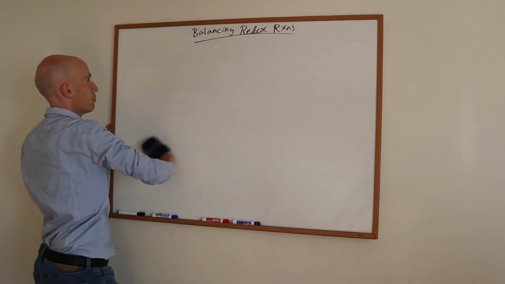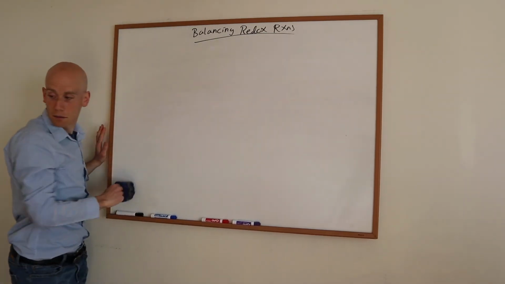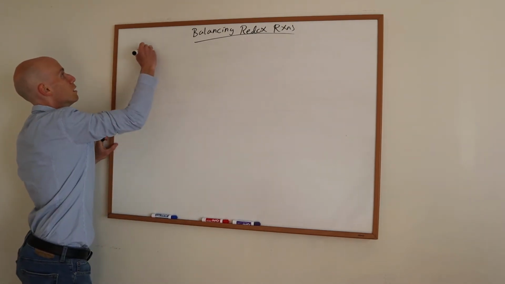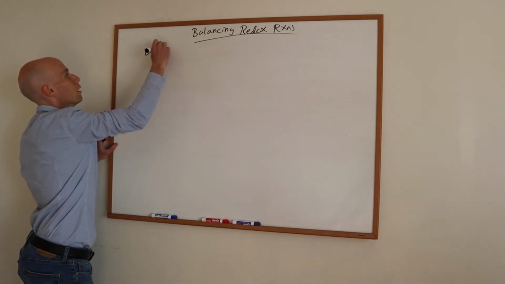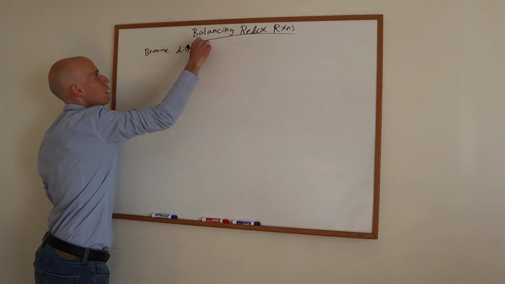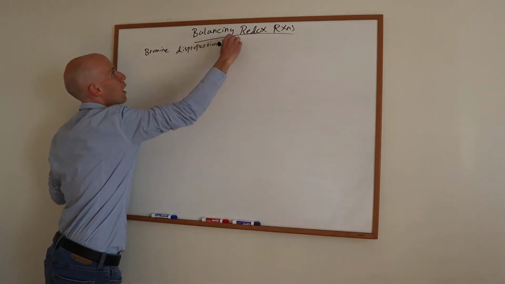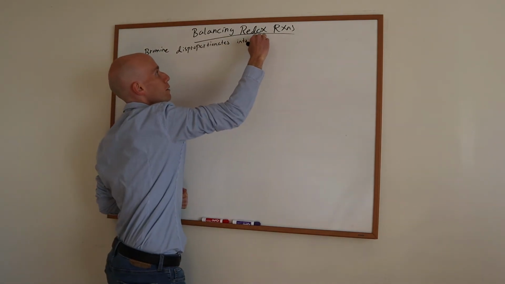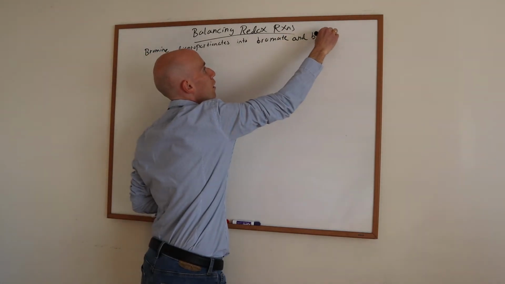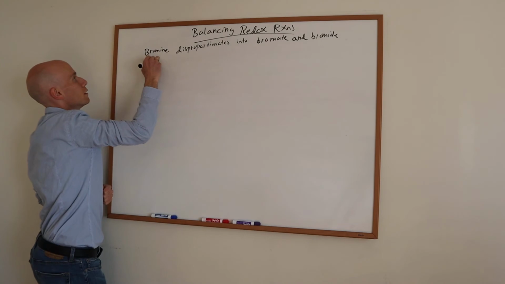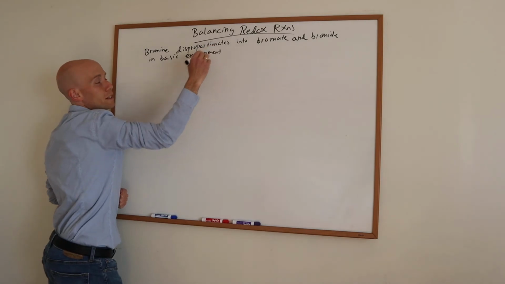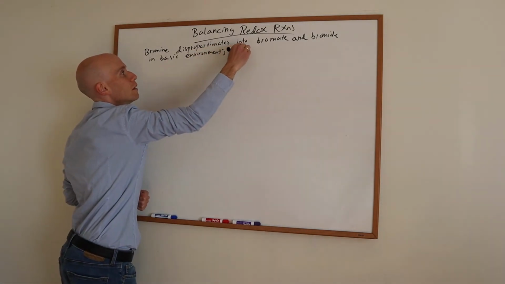So in this example, and it will be a basic media example, I will have bromine. So elemental bromine disproportionates into bromate and bromide. Okay, in basic environment. Okay, in the basic environment, and I want you to balance this.